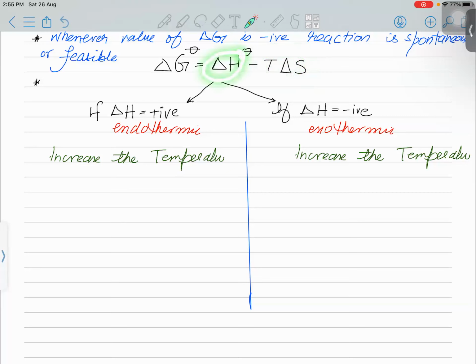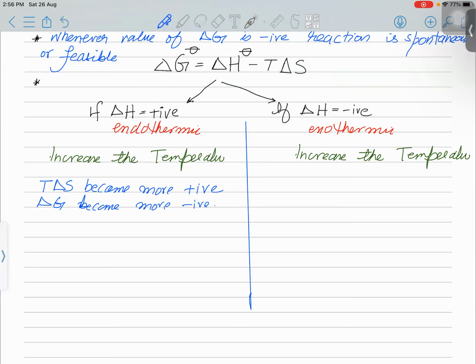If delta H is positive and you increase the temperature, T delta S becomes more positive. When T delta S is more positive, delta G becomes more negative. Now listen again. When you increase the temperature, T delta S becomes more positive. So when this value is more positive, the delta G becomes more negative. Any question regarding this statement? No, sir, it's clear. Delta S becomes more positive, delta G becomes more negative.